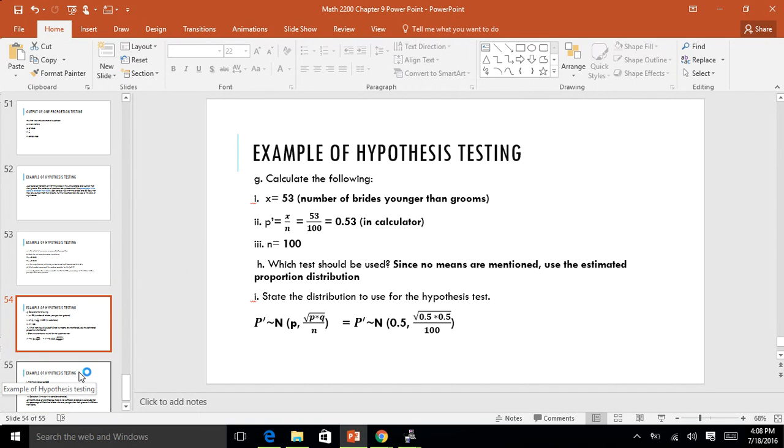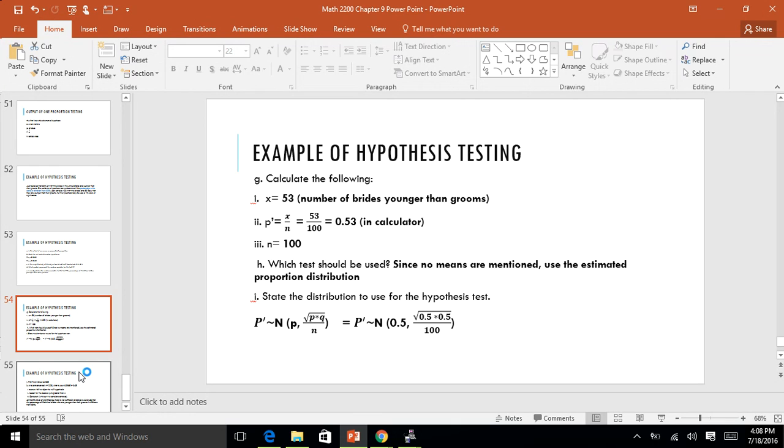Okay, so let's calculate the following. X equals 53. It's the number of brides younger than their grooms. Lowercase p with that little apostrophe in the air. x over n is 53 over 100, which is 0.53. We're going to get that later when we put this in the calculator. And then n is your sample size.